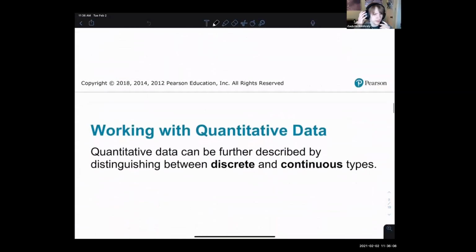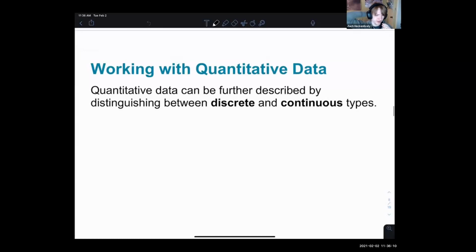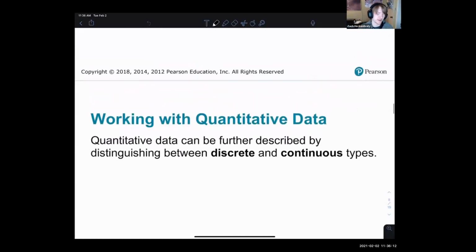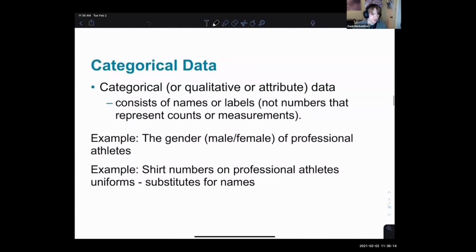Yes, question. I have a quick question about the previous slide. The bottom example is about numbers, so I get that, but how would you keep track of statistics when it's male or female? Would you assign a number to male or female? I'm confused about that.